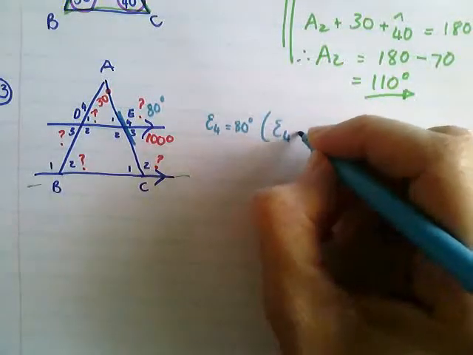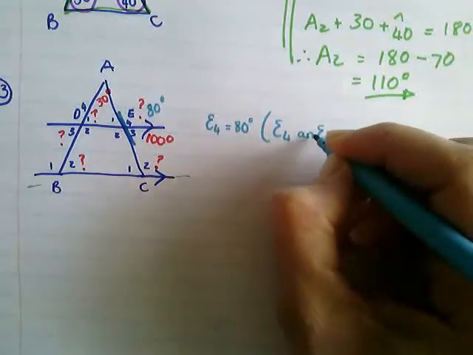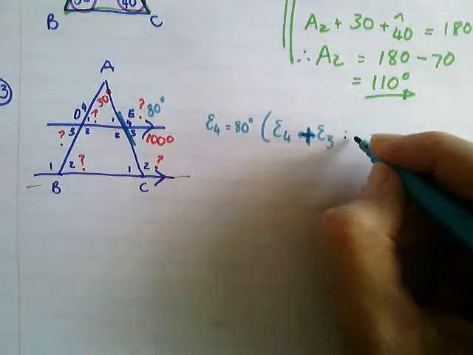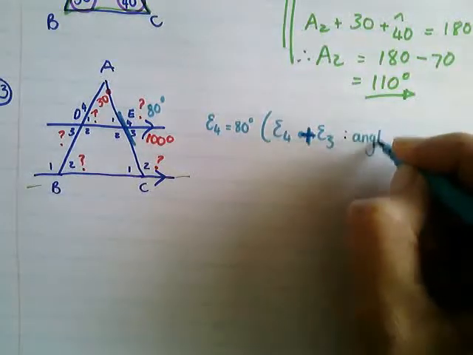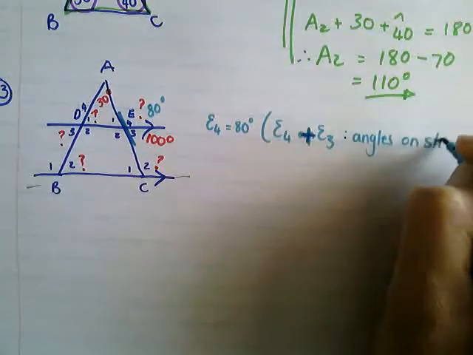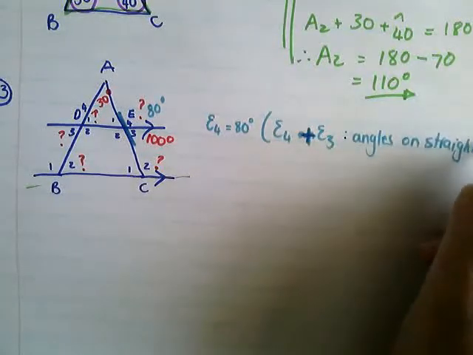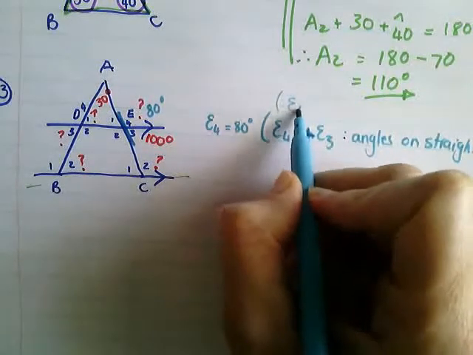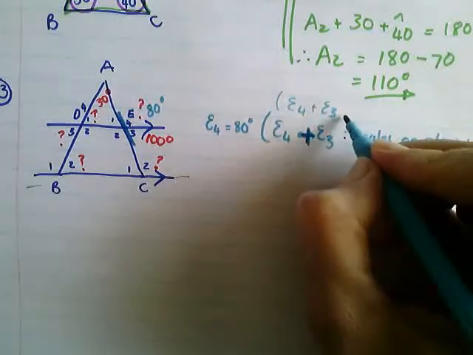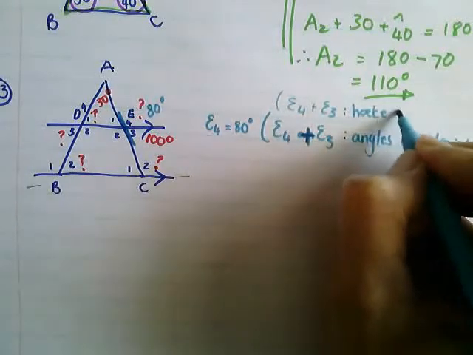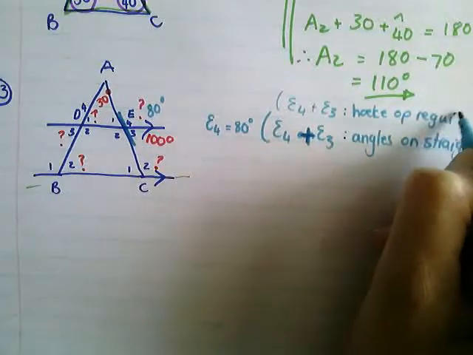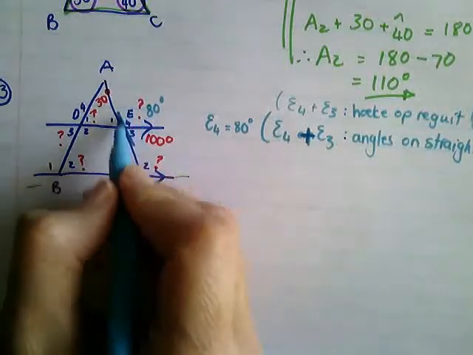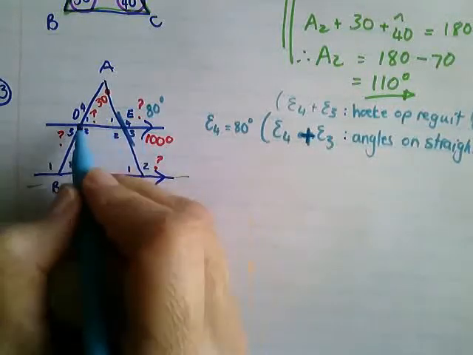E4 and E3 are angles on a straight line. So in hakkies gaan ons daar skryf E4 plus E3 is hoeke op 'n reguit lyn. Okay, want saam moet hulle 180 grade maak. So now we know that E4 is 80 degrees. Now we need to calculate D1.